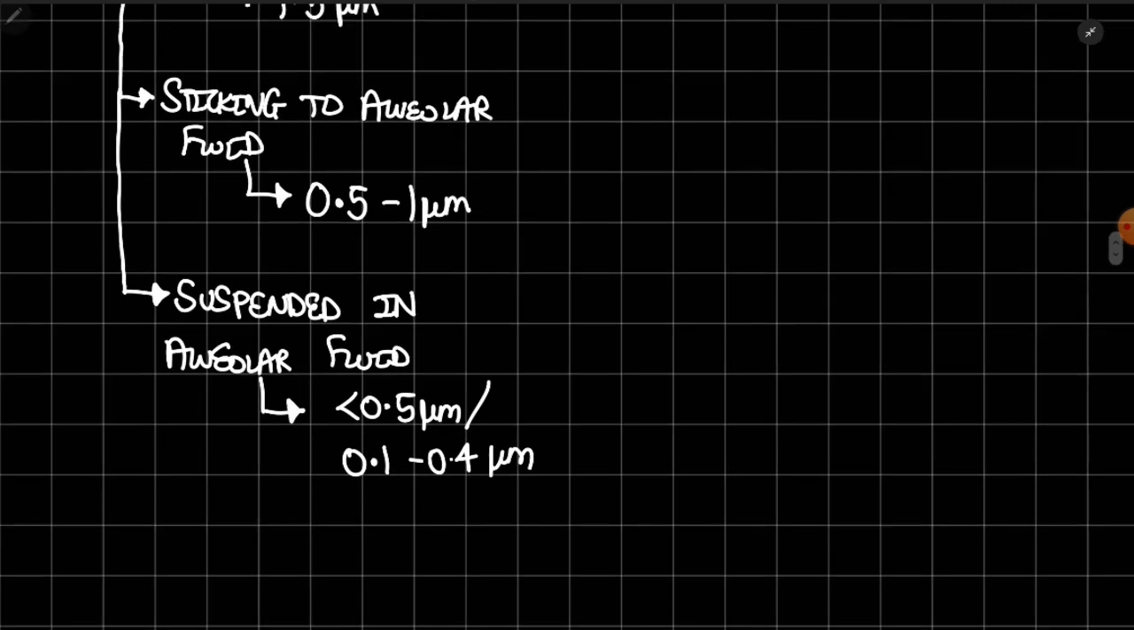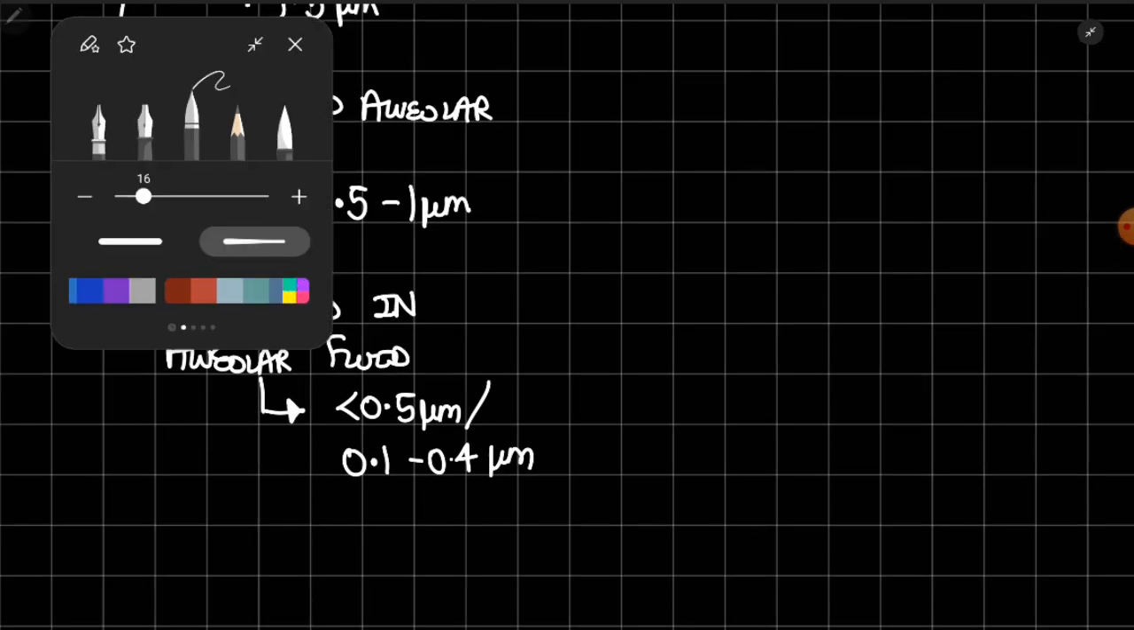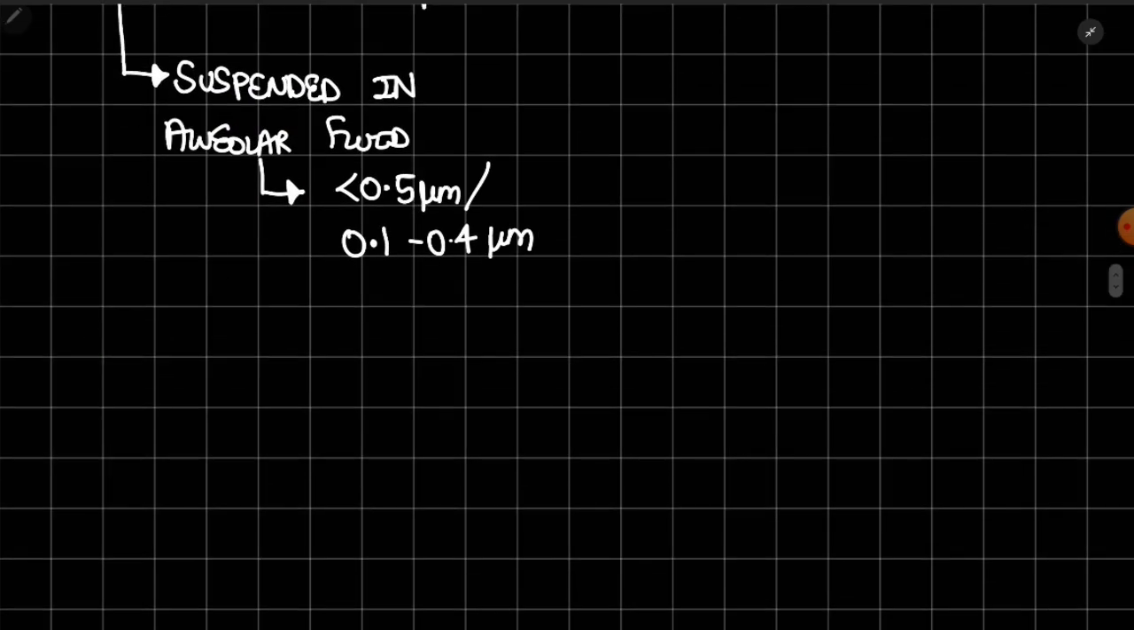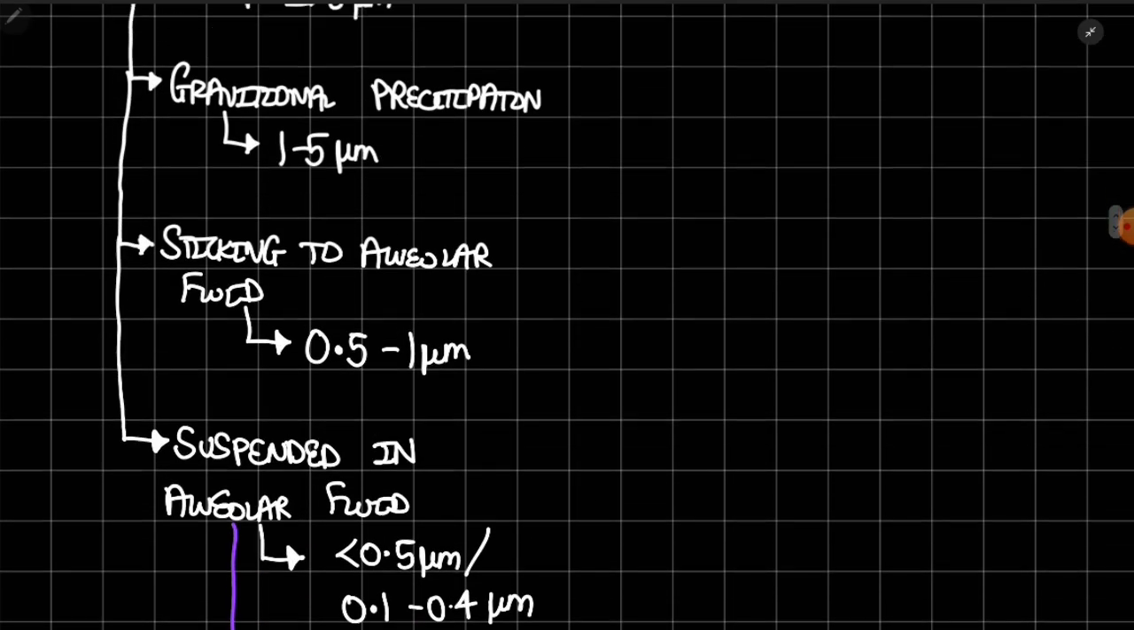Now, as I have said, this is clinically important. What is clinically important? The smoke particles. When one performs smoking, the particles are less than 0.5 micrometer, so they get suspended in the alveolar fluid and we can get respiratory disorder.